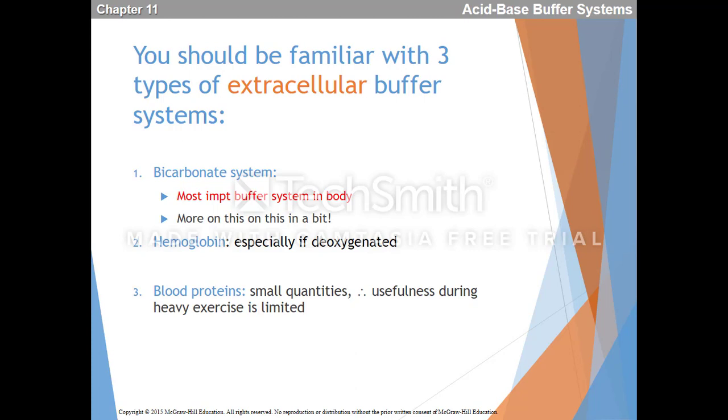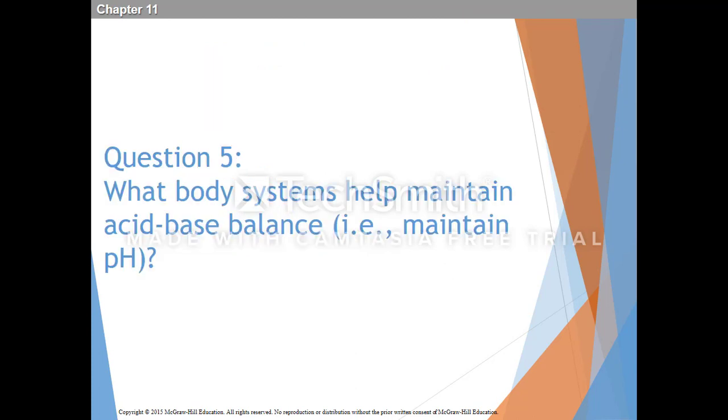Our third extracellular buffer system are blood proteins. So blood proteins are just proteins that are located within the blood that are able to interact or combine with hydrogen ions. Blood proteins that are able to interact with hydrogen, or essentially neutralize hydrogen ions, tend to be present in the blood in relatively small quantities, so unfortunately their usefulness during heavy exercise is somewhat limited. They're just not there in high enough quantities to handle the amount of hydrogen ions that are produced during heavy exercise.